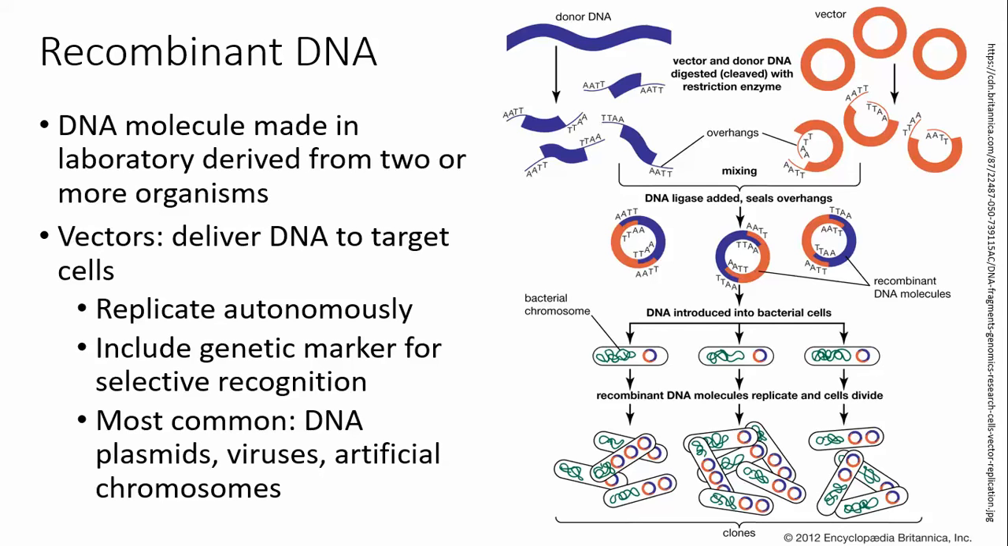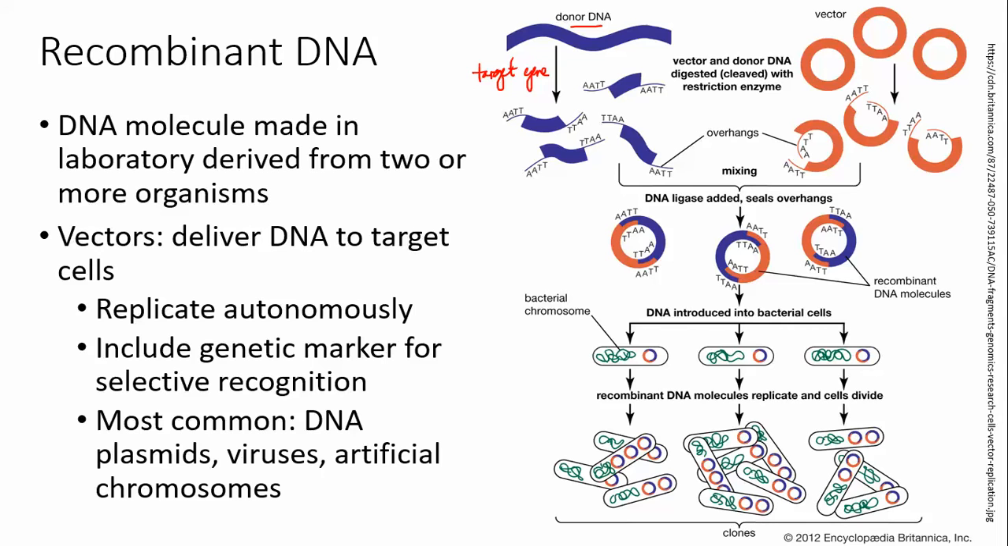And so you generally have a couple of different types of DNA. You'll have your donor DNA, which is where you're getting your target gene from. And then you'll have some sort of vector. And a vector is whatever is going to deliver that donor DNA into your host cell. There are several requirements for being a vector. It has to be something that can replicate on its own. A lot of times we're going to have something called a genetic marker in there to make sure that we are able to identify when a cell has actually had this DNA introduced into it.